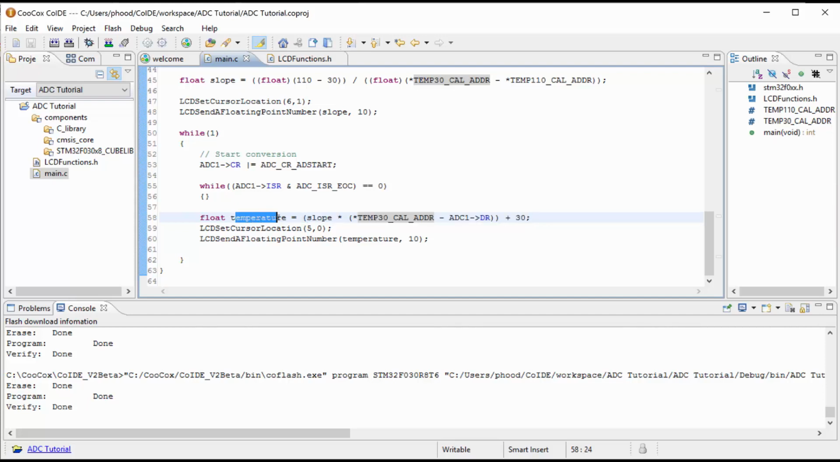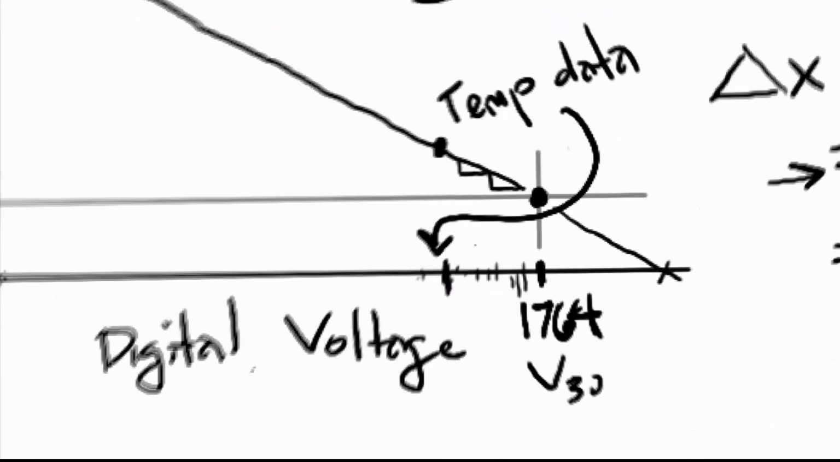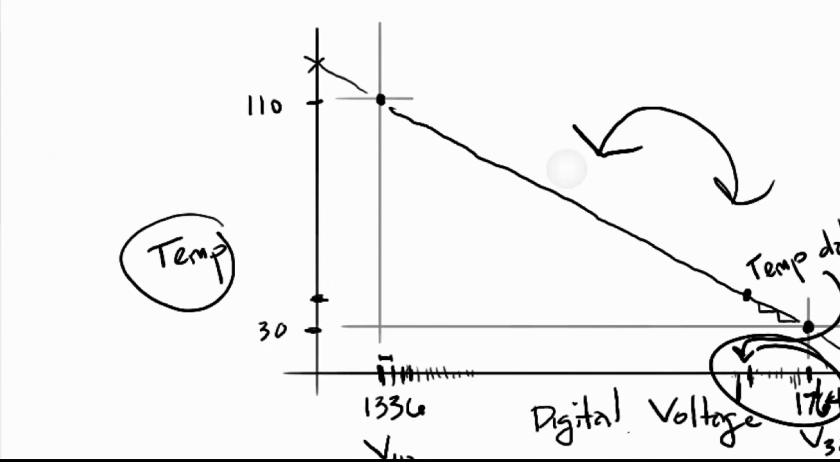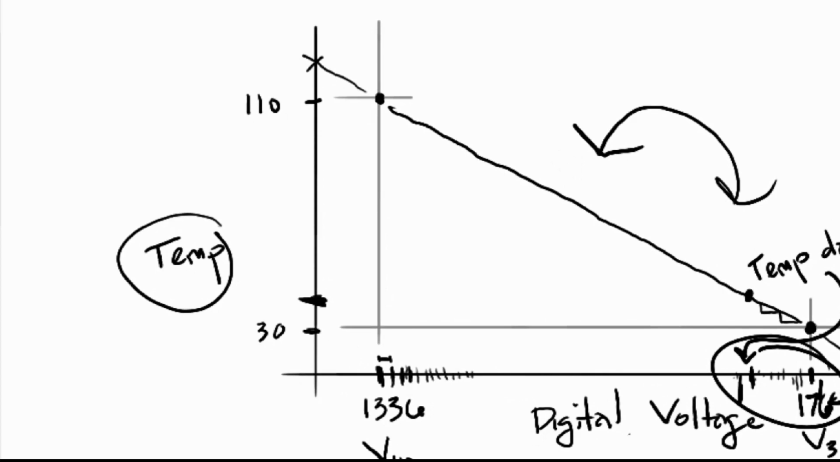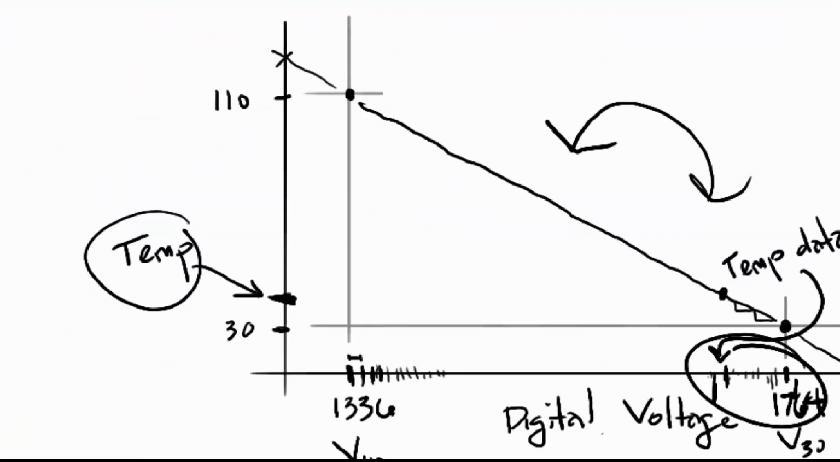This would be y, the temperature would be y equals m, which is the slope, times the x, which is the raw data, minus the calibrated temperature at 30 degrees, the value at least, which is, this would be the x right here. And the y would be the temperature. Somewhere on y, this would be the actual temperature. And then you're moving it up 30 points. This is the offset.